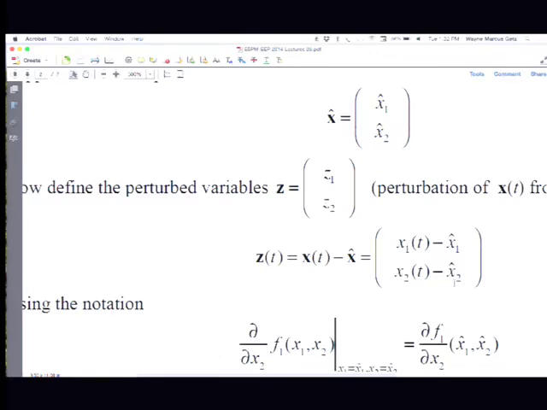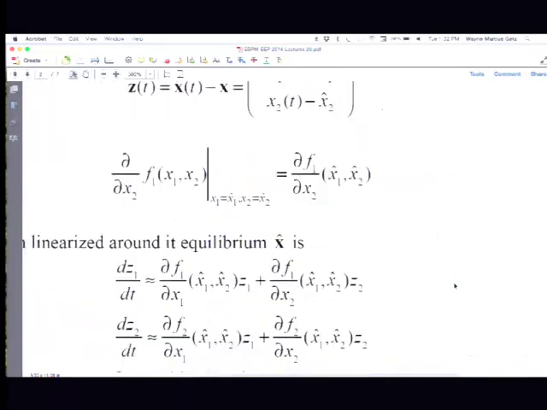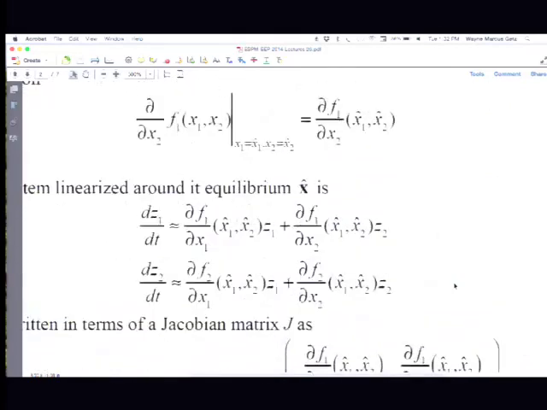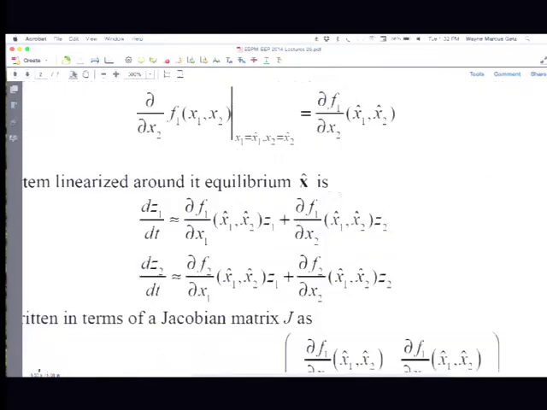Again, I'm not going to ask you how to do these things. This is just a way of background. You can read up here. It'll tell you how to do it. But when you take the expanded system, then you're expressing dz1/dt in terms of the derivative of f1 with respect to x1 evaluated at the equilibrium times z1, and then the derivative of f1 with respect to x2 evaluated at the equilibrium times z2, and then dz2/dt you can also linearize, and you can get this system of equations.